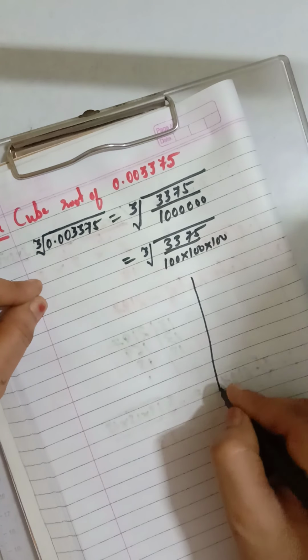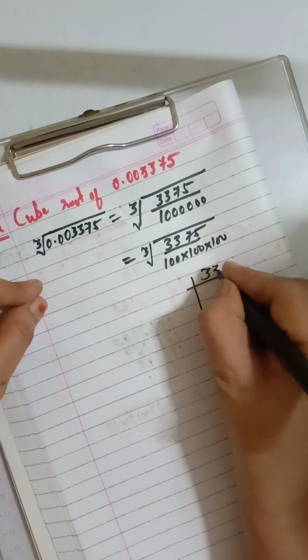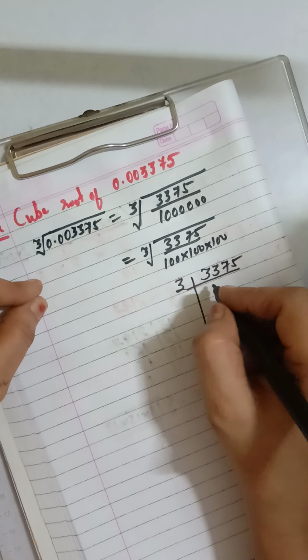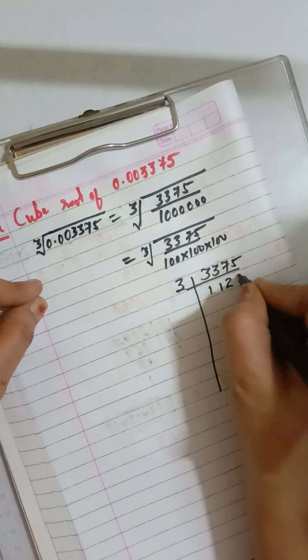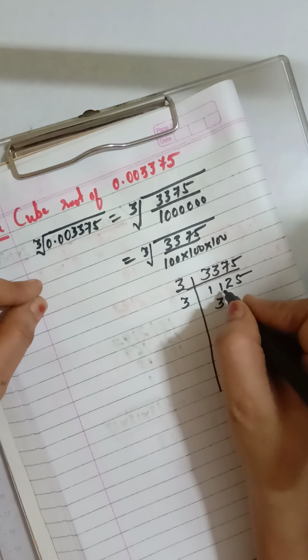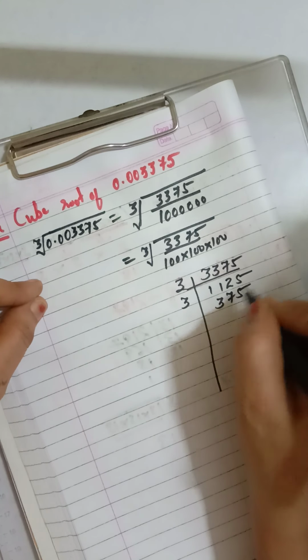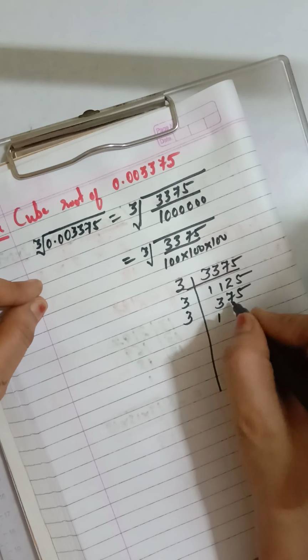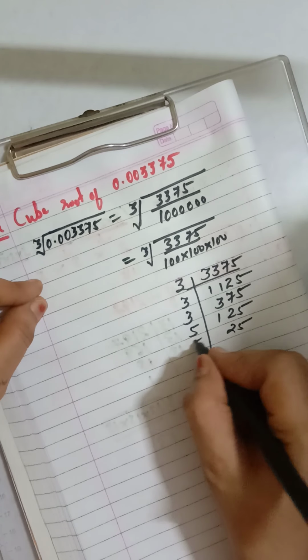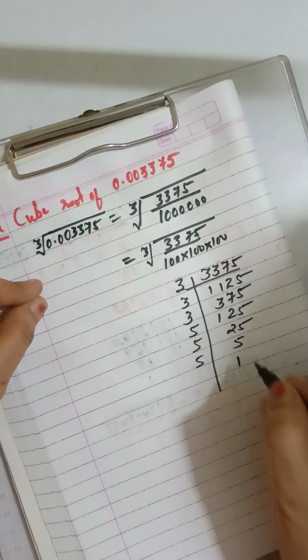Here we will be factorizing the numerator, that is 3375. The last digit is 5, so we can start with 3. 3 1s are 3, 3 2s are 6, 3 5s are 15, so 1125. Again 3 3s are 9, 3 7s are 21, 3 5s are 15, so 375. Now again 3 1s are 3, 3 2s are 6, 3 5s are 15, so 125. Now 5 25s are 125, then 5 5s are 25 and 5 1s are 5.